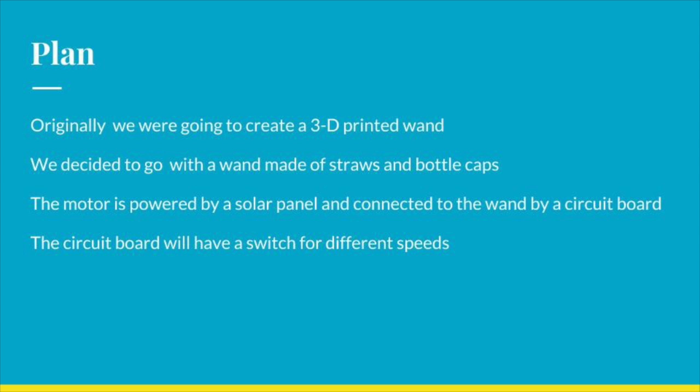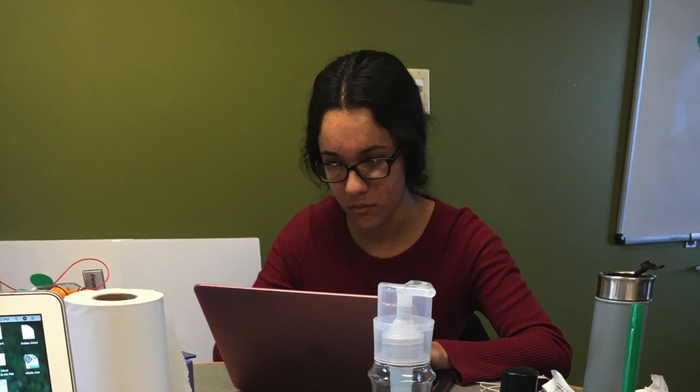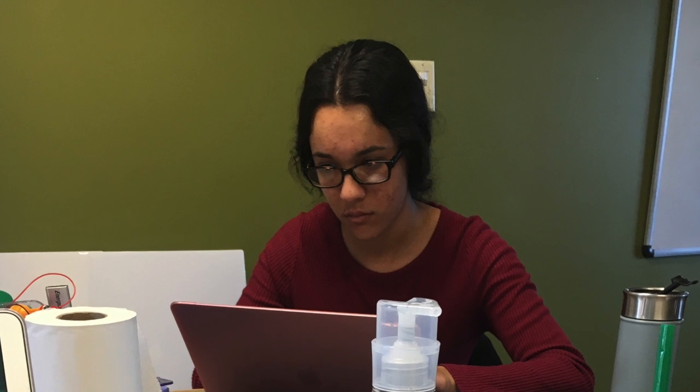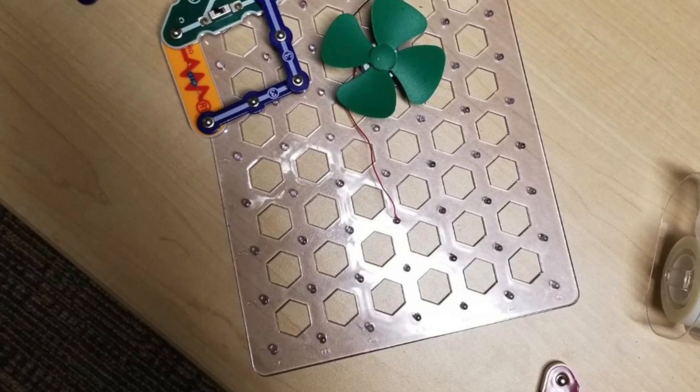Originally, we were going to create a 3D printed wand, and we decided to go instead with a wand made of straws and bottle cap rings. We also needed a motor powered by a certain power source. At first, we wanted to do a solar panel connected to the wand by a circuit board, but instead we went with a battery power source.